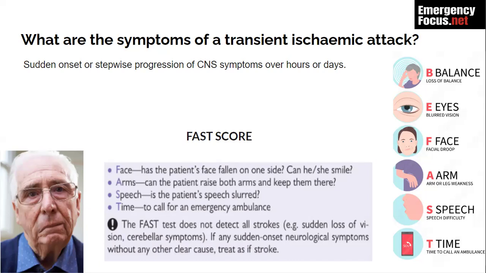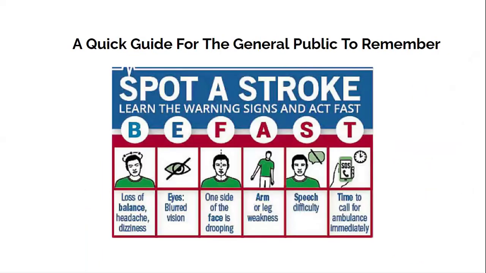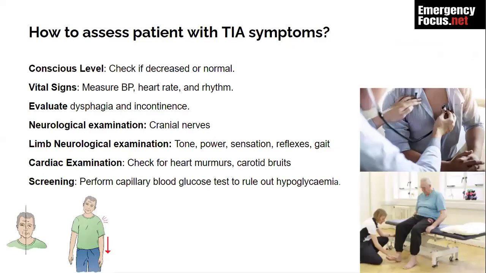You have a strong suspicion of TIA, and you have to refer it. You have to recognize it as an emergency. So this is what they roll out to the general public to remember: BE FAST. Loss of balance, eye changes, face drooping, arm or leg weakness, speech difficulty. If all of those or one of those or few of those are there, then it's time to call an ambulance immediately. So how would you assess this patient?